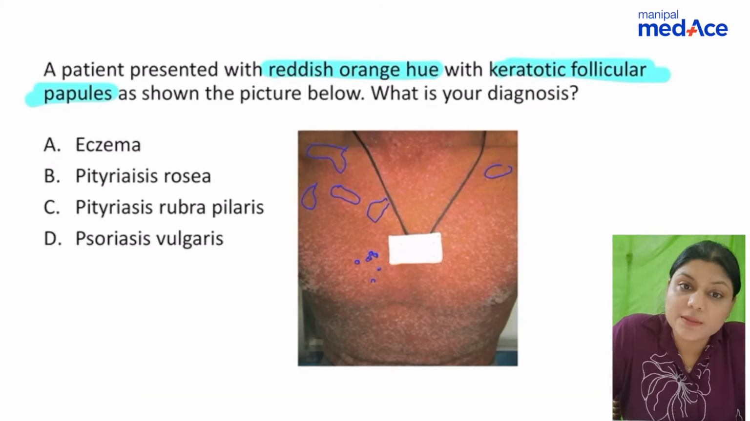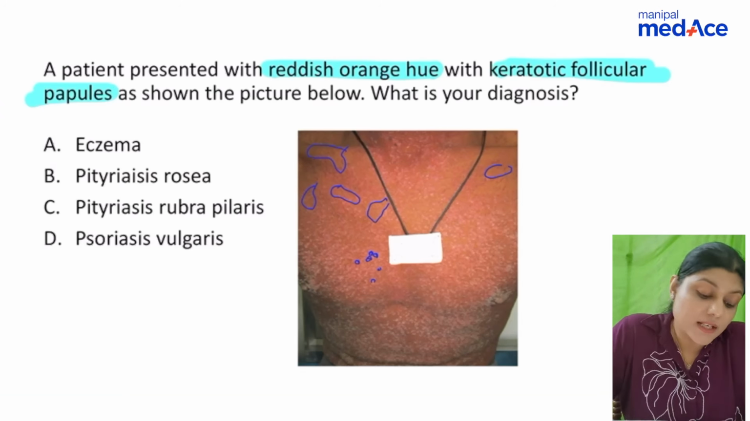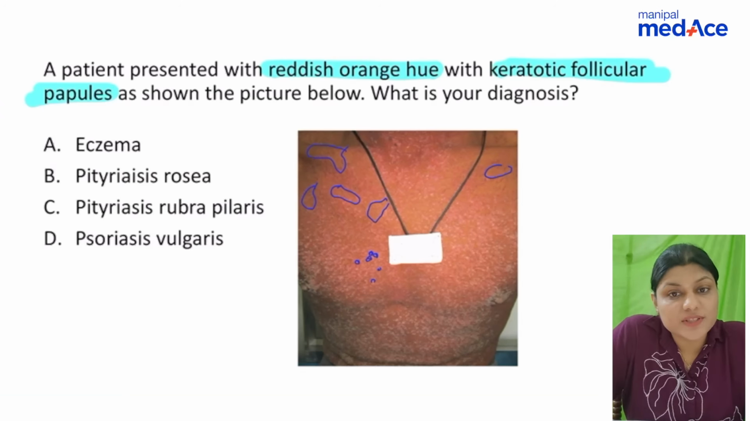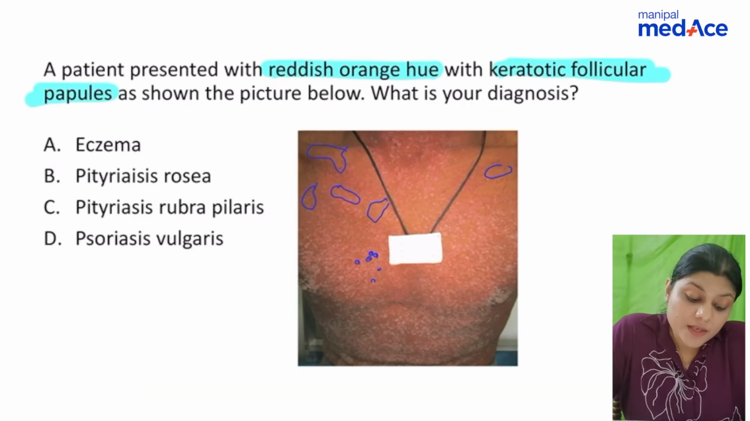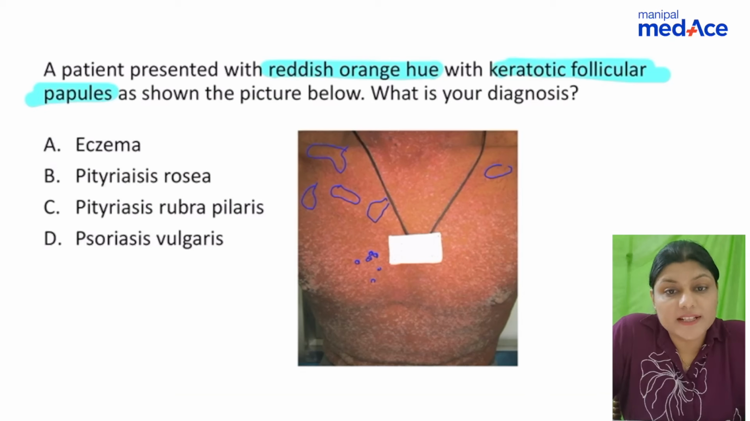In eczema, the patients complain of dryness. There is presence of scales. Then in Pityriasis rosea, the patients have a typical herald patch with collarette of scale and secondary eruptions over the back in a Christmas tree pattern. In psoriasis vulgaris, there is presence of characteristic loosely adherent silvery white scales.